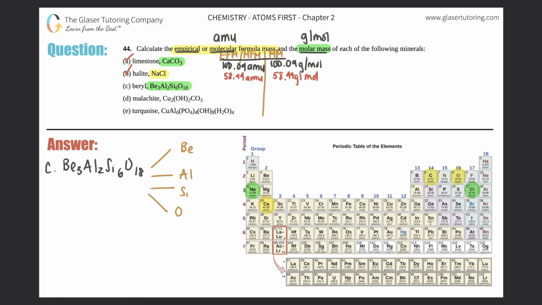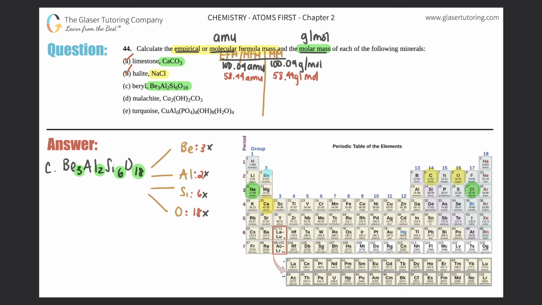How many of each do we have? So I'm just going to put my little colons here. How many berylliums do we have? We have 3. So 3. How many aluminums? 2. How many silicons? 6. How many oxygens? 18. And now we just got to find their masses on the periodic table because we always multiply by their masses.